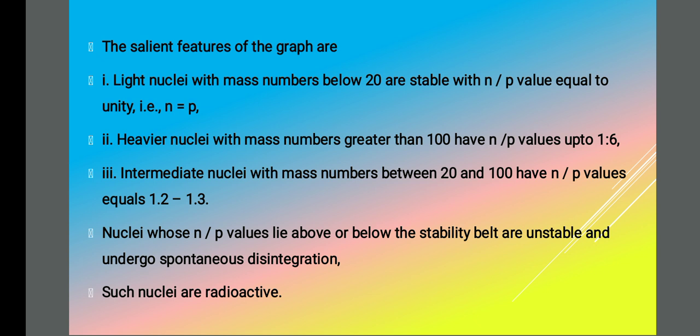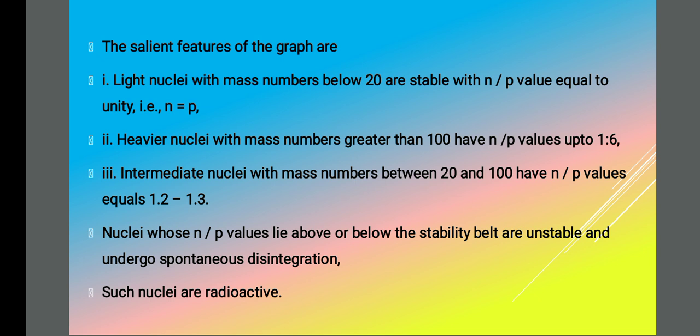Is it clear? So next one, nuclei whose n by p value lies above or below the stability belt are said to be highly unstable. புரியுதாப்பா? யாருக்கெல்லாம் அந்த n by p value வந்து 1 தவிர்த்து வேறு வேல்யூ வருதா, அது எல்லா நியூக்ளியுமே என்ன ஆகும்னா they are said to be highly unstable and they undergo spontaneous disintegration, and such nuclei are said to be radioactive. And the process of radioactive disintegration continues till the nucleus with stable n by p value is reached.